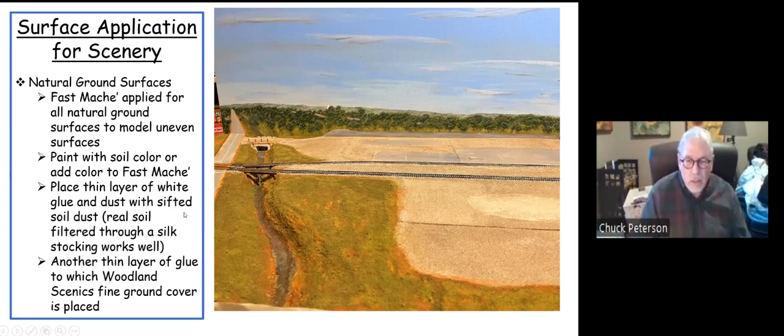Now, after applying the soil, I went ahead and added another thin layer of glue, on top of which I added fine grass covering that you would get from Woodland Scenics. And they've got several different colors. I particularly like this burnt grass green, or somewhat of a light green, as a first base. That's not all I do.